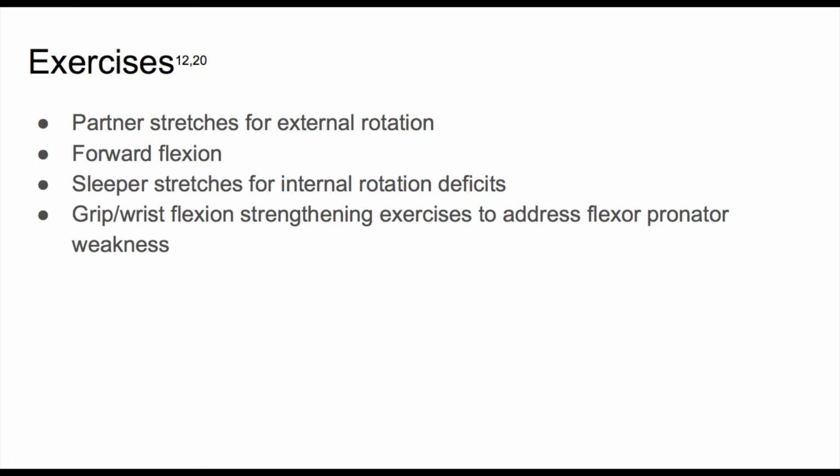Also suggested are stretches such as partner stretches for external rotation and forward flexion, which can be accomplished utilizing an immovable object to increase passive forward flexion as the athlete leans forward and increases forward motion. Finally, a grip and wrist flexion and strengthening exercise to address flexor pronator weakness. We can utilize dumbbell exercises to increase strength, or utilize sand or buckets of rice to do functional motions with resistance from the sand or the rice.